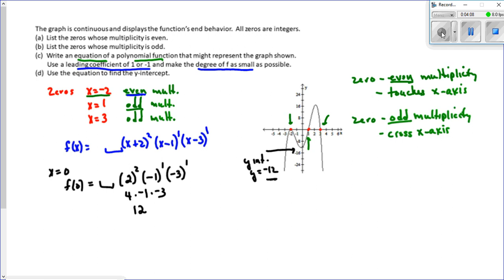So this leading coefficient then should be a -1. And that gives us a y-intercept of -12. So an equation of a function that might represent this graph then would be this.